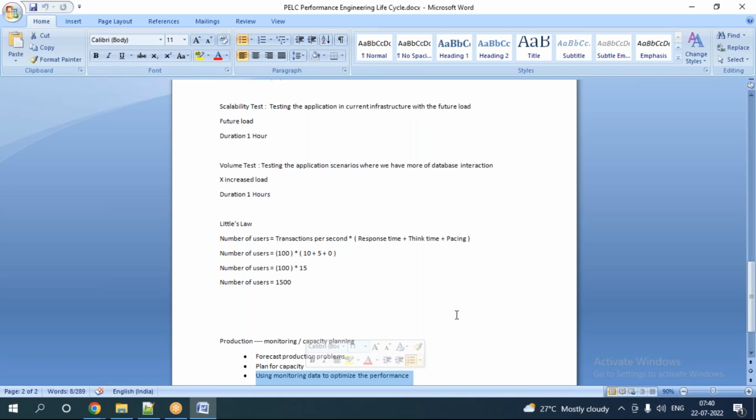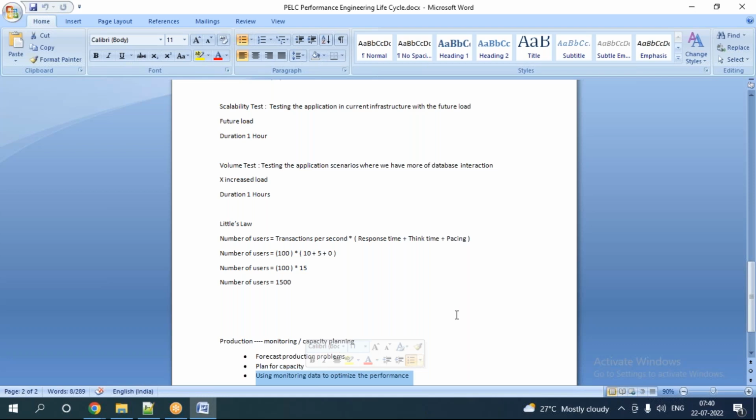Any question guys still now? I have a doubt in the 3 points here. Forecast production problems, okay, that's fine. Plan for capacity also understood. What is the third one? How is it different from the second one? Plan for capacity is only planning your capacity, how to utilize it, how much you have to utilize it. The third one is where you are digesting the information, correlating one metric with another metric, and trying to fix the problem if there is anything.